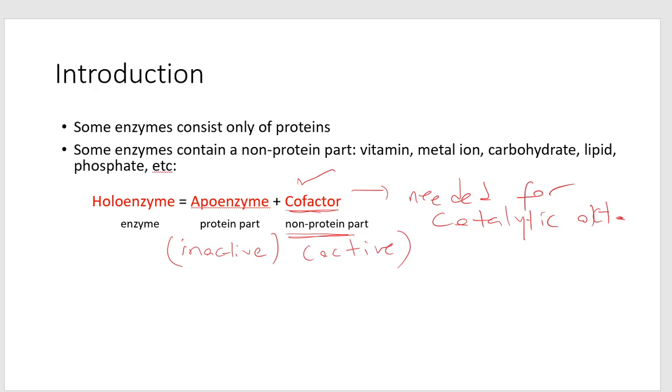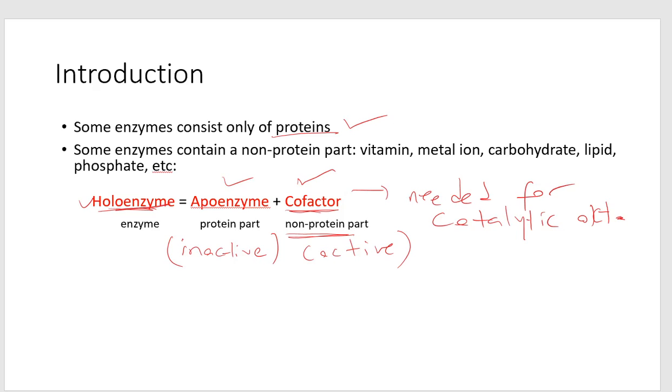So when an enzyme requires a cofactor for its activity, the inactive protein component is referred to as the apoenzyme, and this apoenzyme plus the cofactor is called the holoenzyme. So in the first situation we have an active protein, the enzyme is active, the enzyme has catalytic activity. In the second situation we have an inactive protein part, and we need a cofactor for the enzyme's activity.